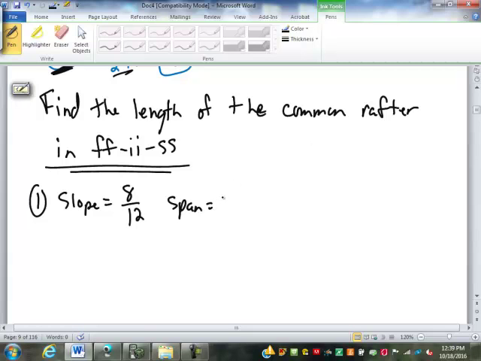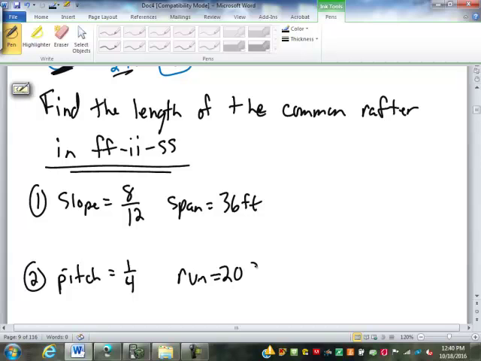So if we have a slope of 8/12 and a span of 36 feet, and then if we have a pitch of 1/4 and a run of 20 feet. Try each of those.